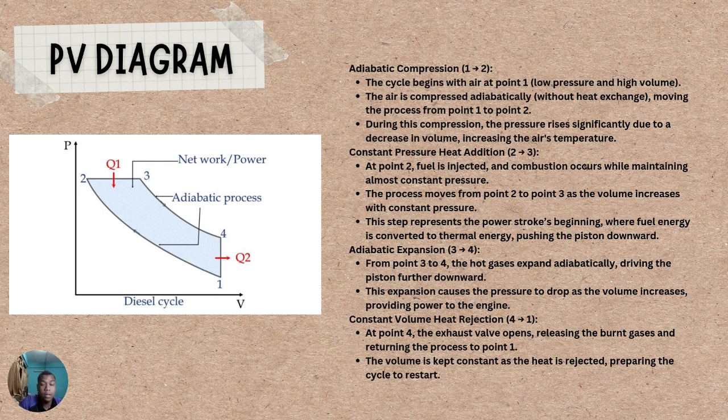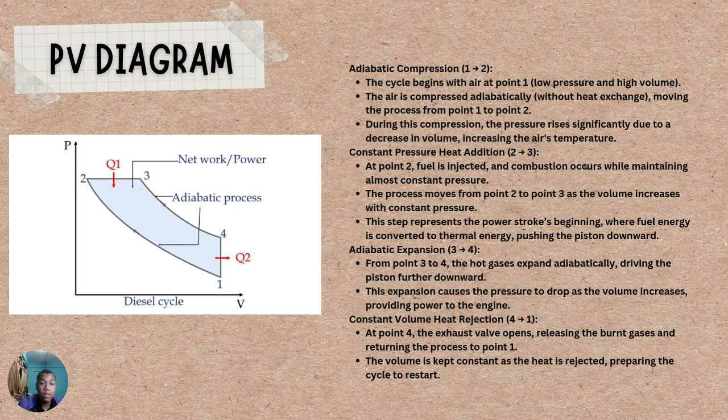The second thing is from point 2 to point 3. At point 2, the fuel is injected and combustion occurs while maintaining almost constant pressure. The process moves from point 2 to point 3 as the volume increases at constant pressure. This step represents the power stroke beginning, where fuel energy is converted to thermal energy, pushing the piston downward. As you can see, from point 2 to point 3 the pressure is constant, but the volume is different.